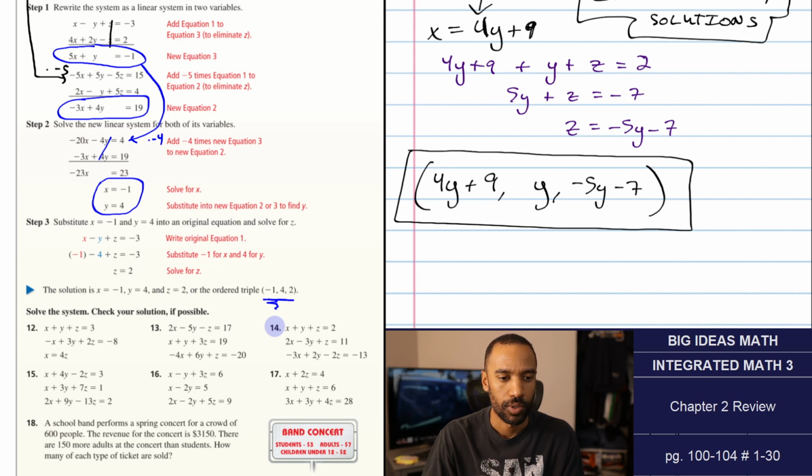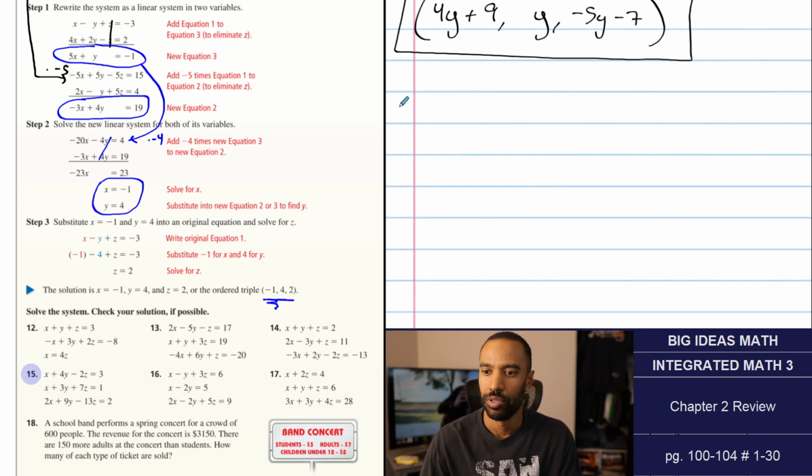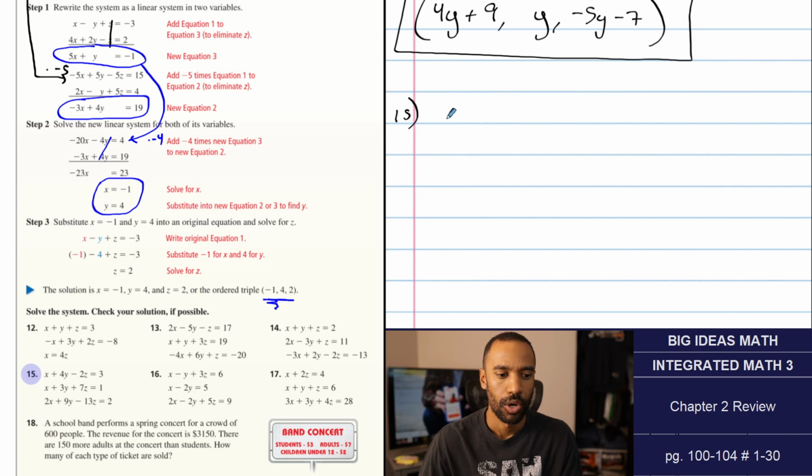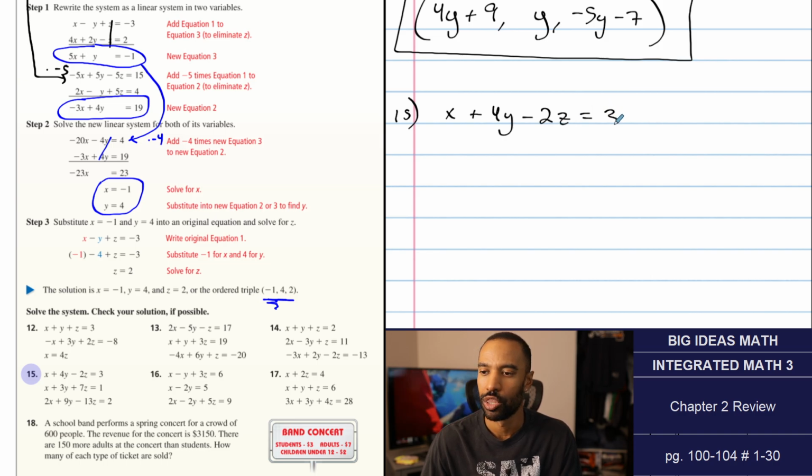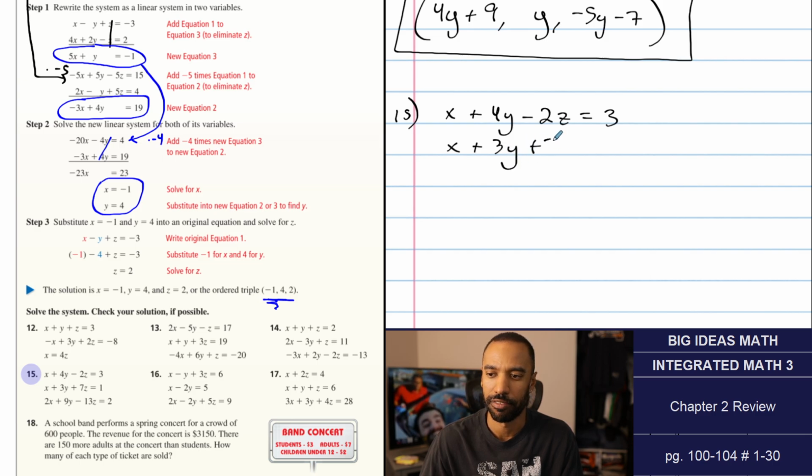Okay, let's go to number 15. We got x plus 4. So I'm expecting a no solution one at some point. I don't know if it's going to be this problem or any of the next couple problems. The word problem, I expect just one solution, which would be fairest of all if they did that.